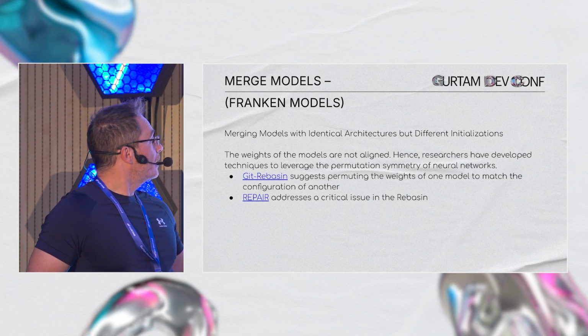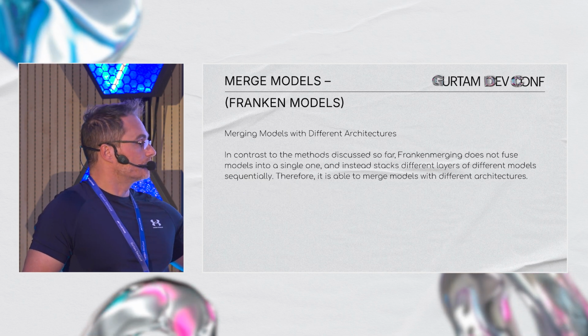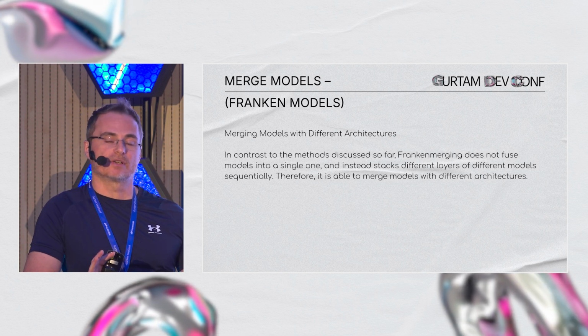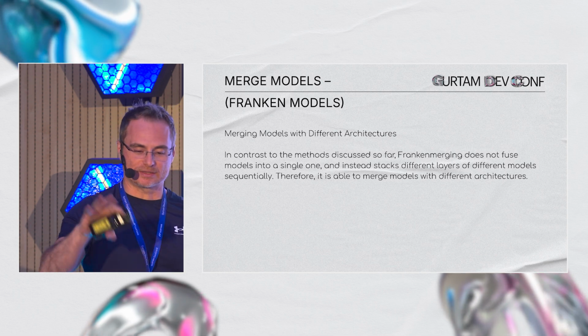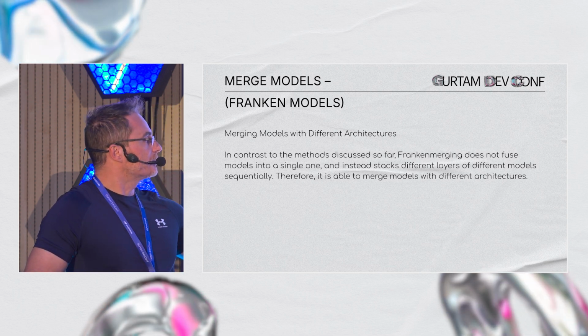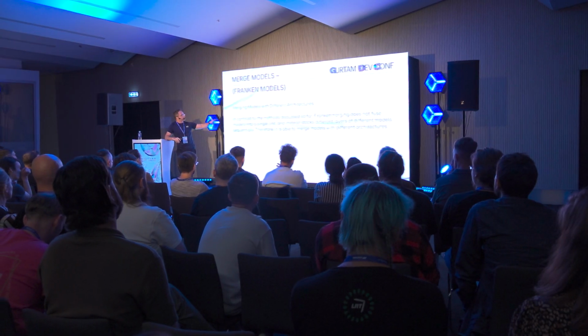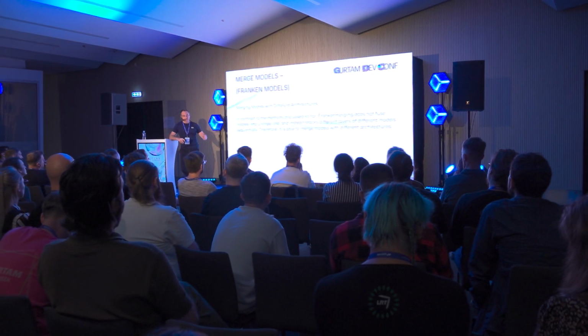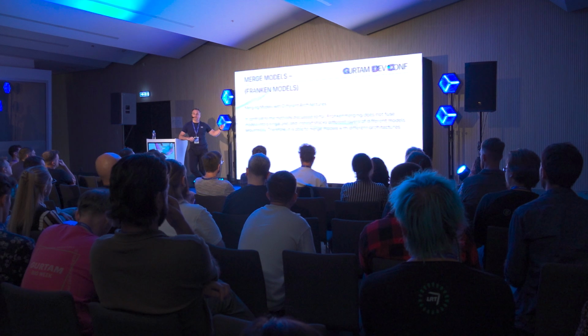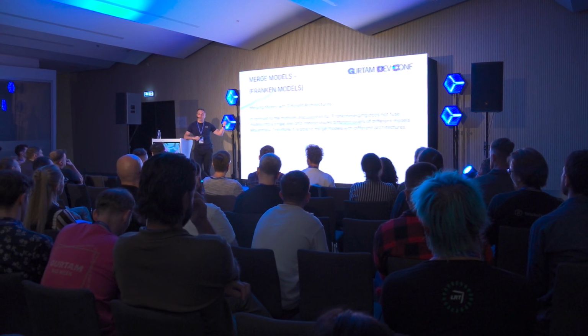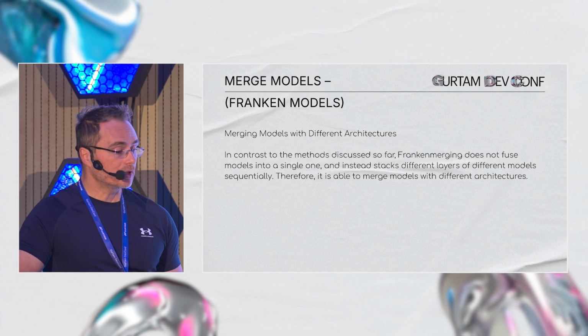Well, the worst case, when talking about Franken models, so named from Frankenstein because you put different parts of models and merge them together, is of course when the architecture doesn't match and you also have different initializers. But in this case, I do not suggest using merging. You can do that, and I'm telling you because the tool allows it, but there are different solutions that work better.